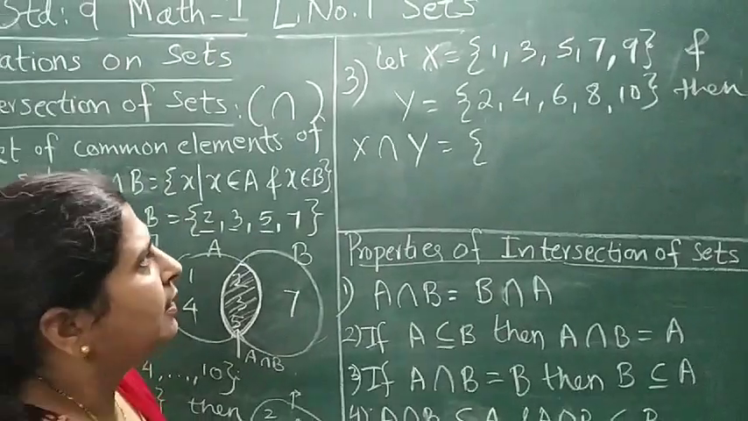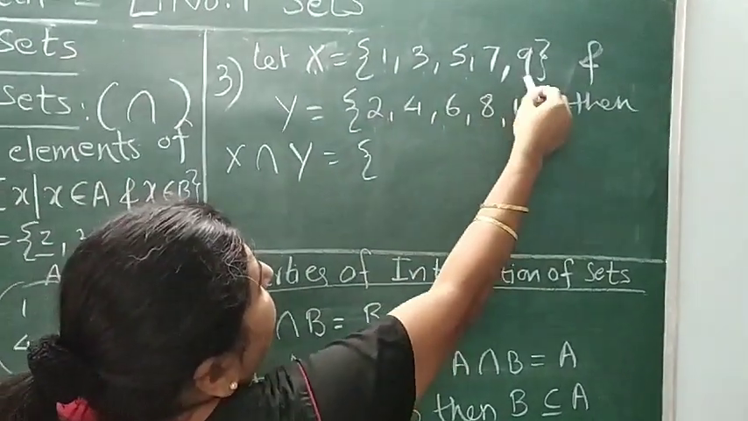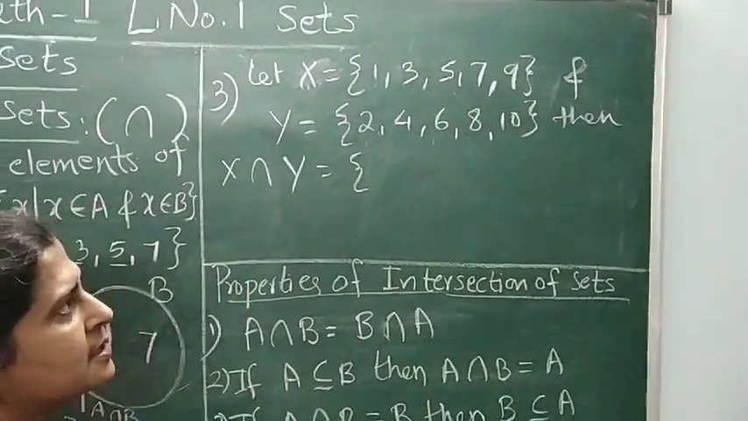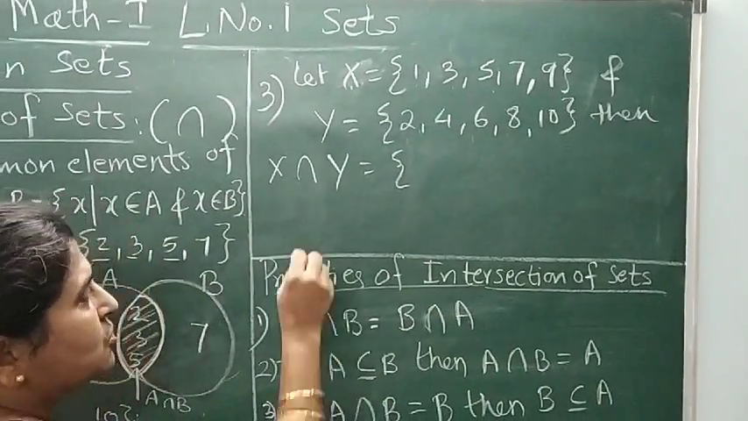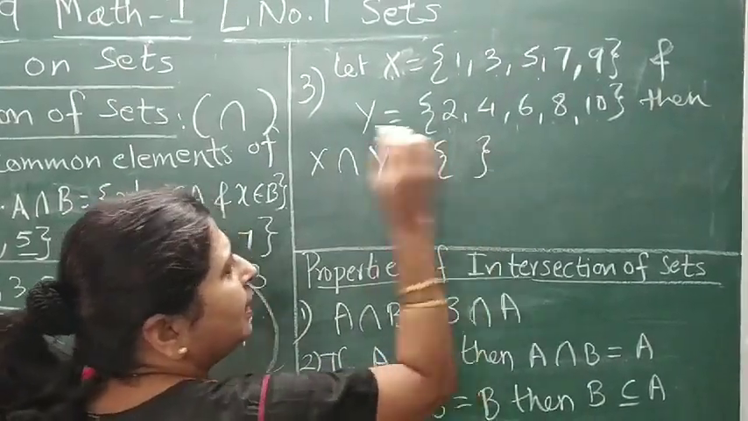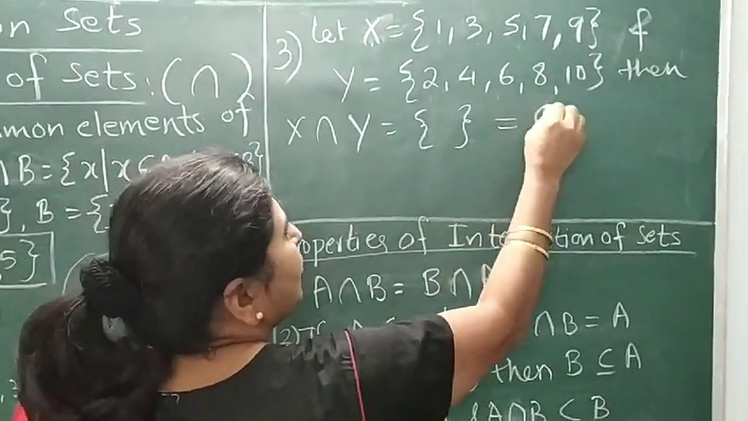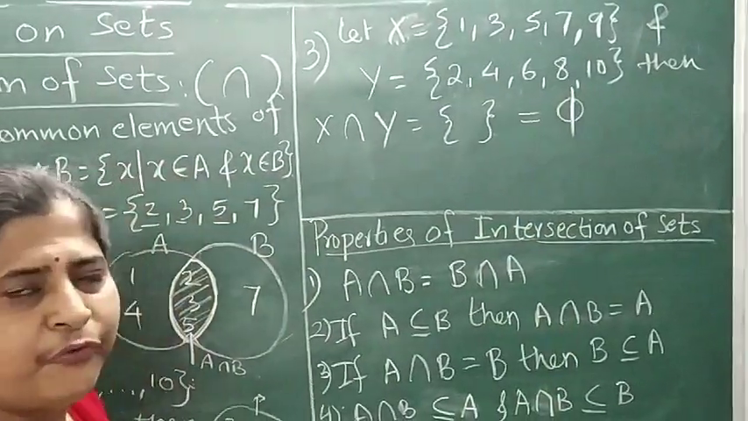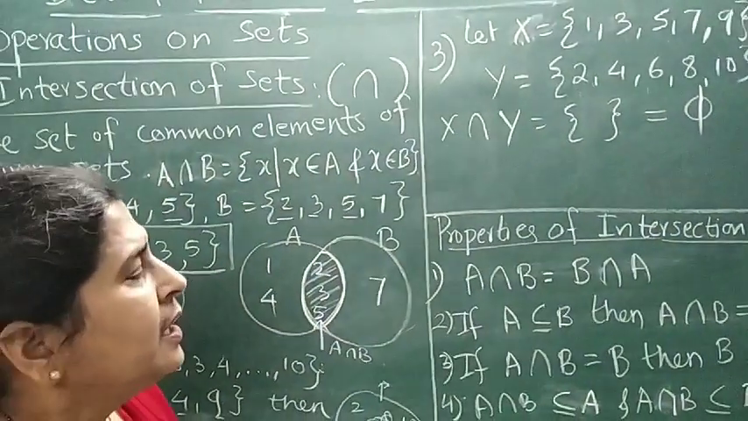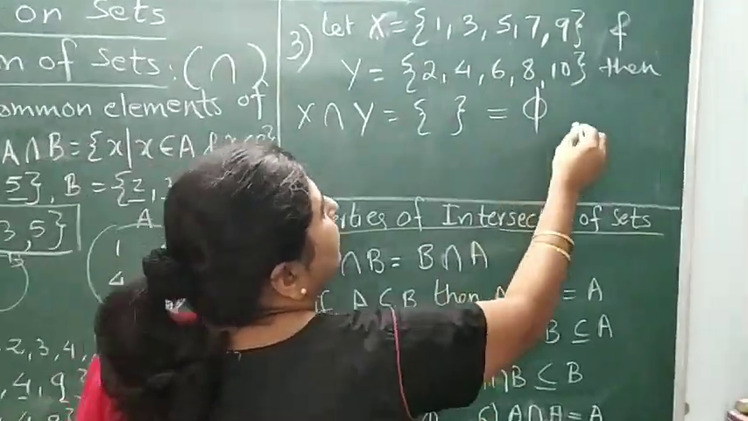X intersection Y. Now 1, no common. 3, 5, 7, 9. So we find that no element is common. So in that case, X intersection Y will be an empty set. Either we can show it this way or we can show it by the symbol phi, that is an empty set.